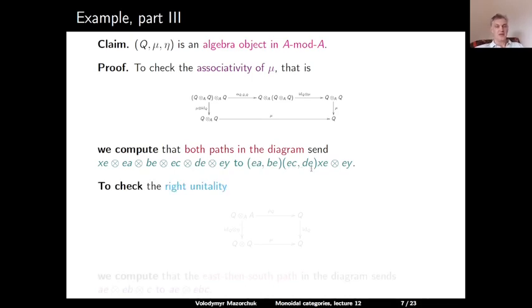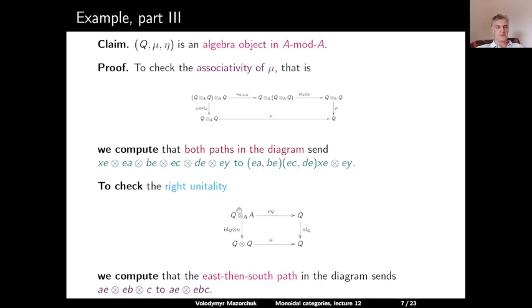To check the right unitality, we have this right unitality diagram. It is very easy to compute what happens if you start from this northwest corner and then go first east and then south. So we start from the element ae tensor eb tensor c. So this is a generating element here. Going east, we do multiplication. So this is ae tensor ebc. And going south is the identity. So east and then south sends our generating element to ae tensor ebc.